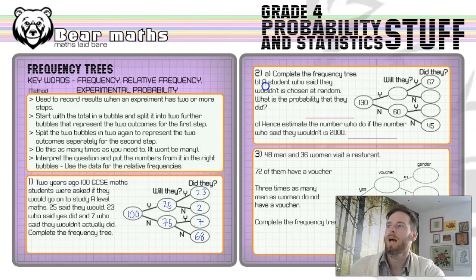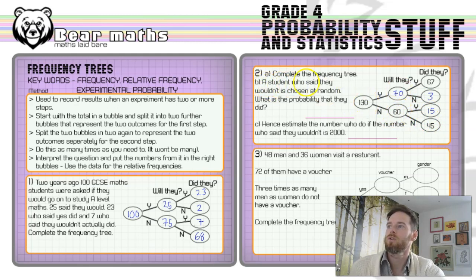Now, number 2, A, complete the frequency tree. First of all, let's complete the tree. So 130, 60, this number must be 70. 70 plus 60 makes 130. These two numbers will have to make 70, so that must be 3. And then this number here must be 15. Easy to do that. Quick mental maths, you can work out what the numbers are, because these two have to make that one, and these two have to make that one.